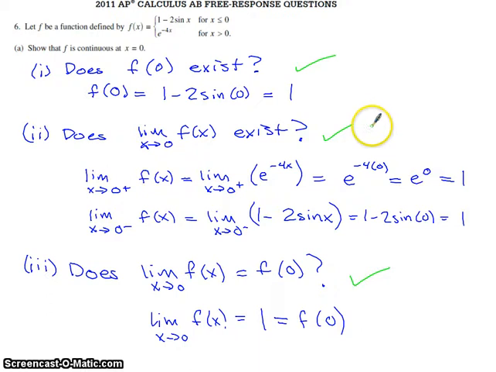And then the last thing that has to happen in order for a function to be continuous at a given location is that these two pieces must be equal to each other. So the limit as you approach the value you're considering must be equal to the function value at that x. And we got 1 for the function value, we got 1 for the limit value. So yes, the limit and the function value are equal to each other, third check mark. We're definitely continuous at 0.